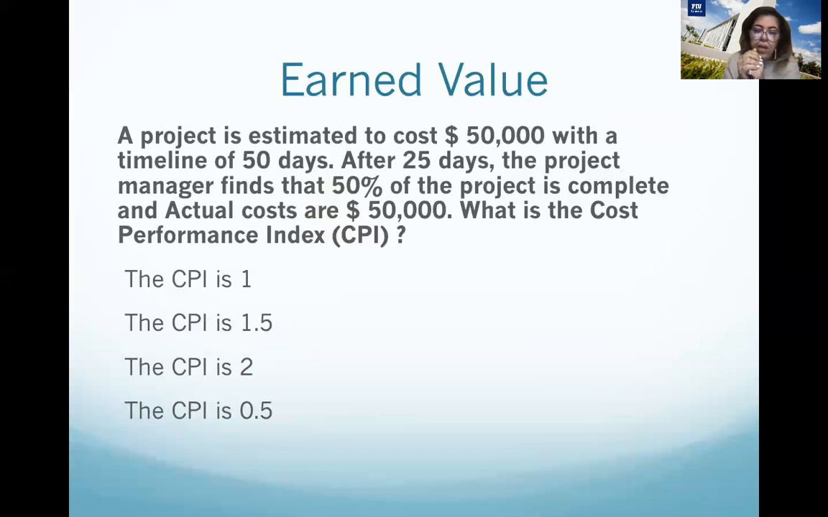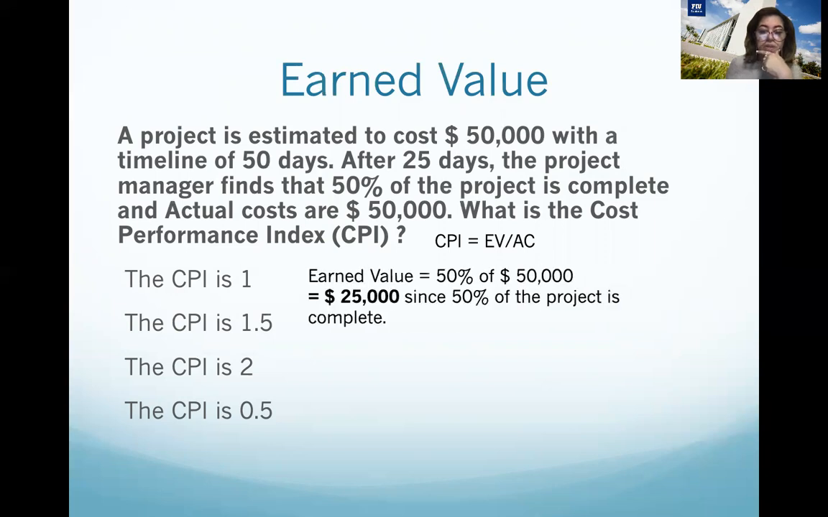Remember the formula that CPI equals earned value divided by actual cost. Yeah, you got it. So this is the formula. The first thing you need to define here is what is the earned value and how much is the actual cost. The actual cost is given, 50,000. However, the earned value is a percentage of work performed, which is 50% of 50,000, which is 25,000. That's it, that's the earned value.